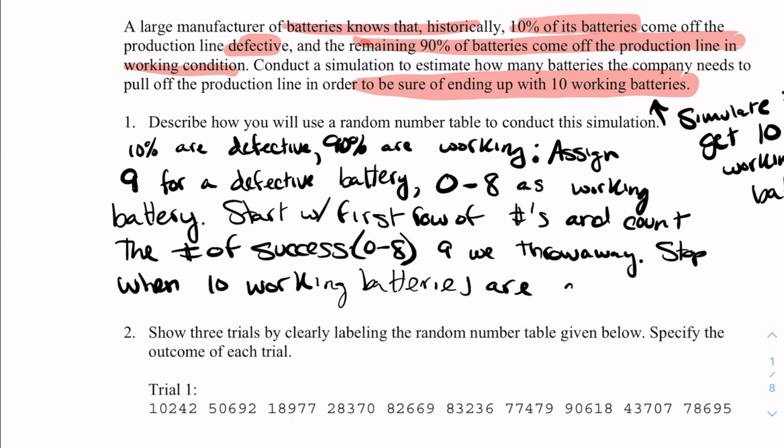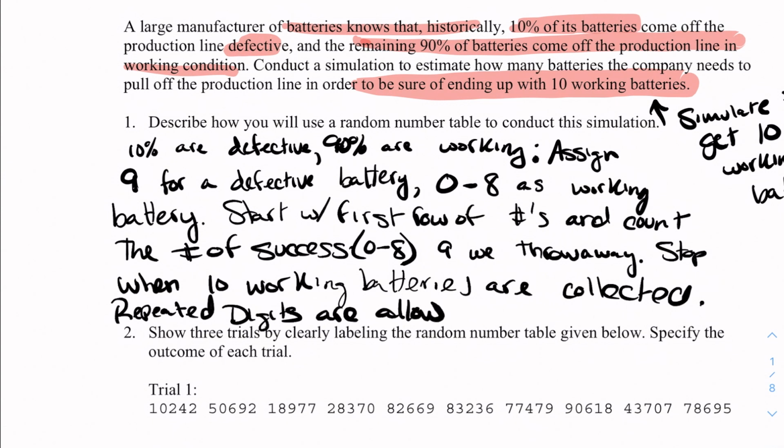So that's running through and counting the number of times we get the digits 0 through 8 until you have 10 of these. We're going to repeat. Repeated digits are allowed, I should say, because these are just batteries. They're non-distinct, if you will. We can't tell the difference between one battery or the other. Count the number of digits the trial took to obtain 10 of the desired. So we want the total number of tries.